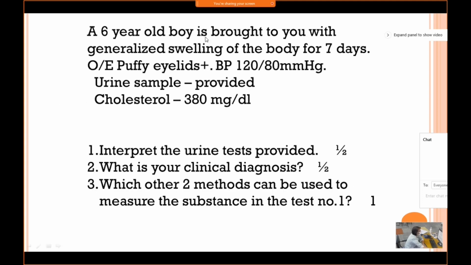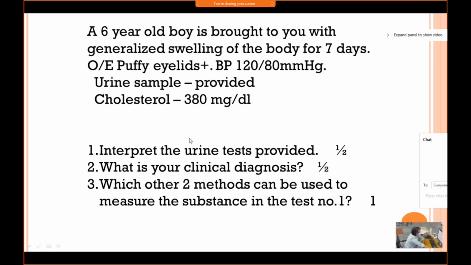This is another similar question. 6-year-old boy, again anasarca, puffy eyelids, BP is again within normal. The urine sample is provided. So we provide a urine sample here, and these are the questions which we ask, interpret the urine test provided. So we usually keep one protein sample which has been done. You have to see that it's 4+ urine, you have to interpret that. And usually we keep glucose, sugar for protein, which will be negative in this case.